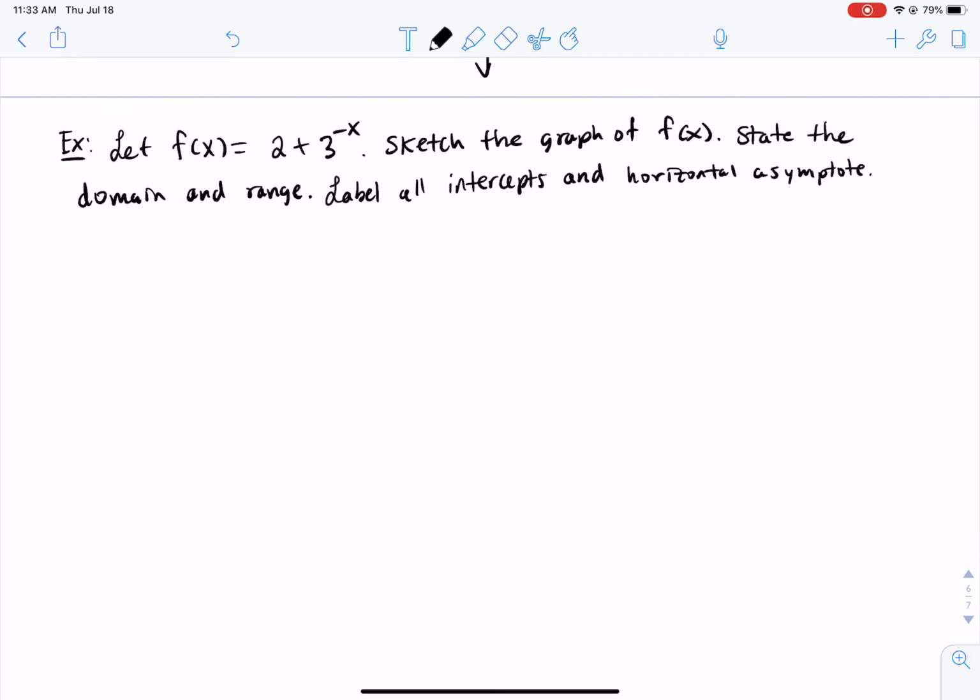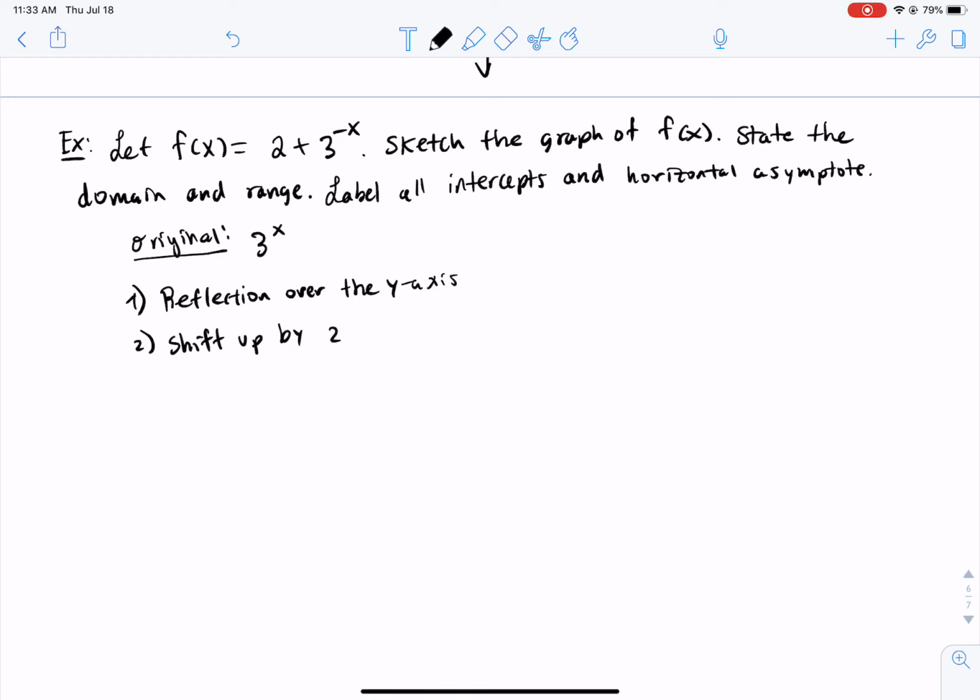So what is the original function here? 3 to the x. What will be the first transformation that it goes through? Reflection over the y-axis. What will be the second transformation? Vertical shift, up by 2 units.